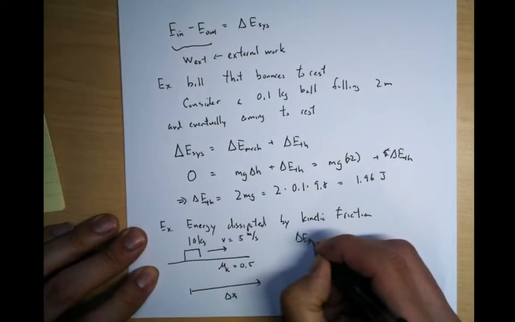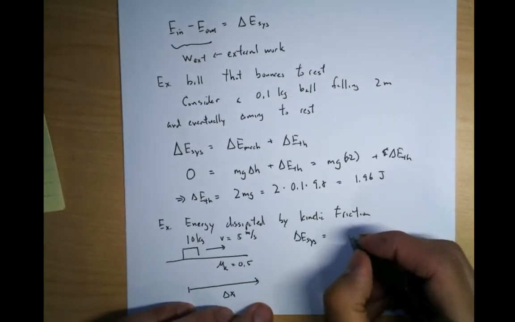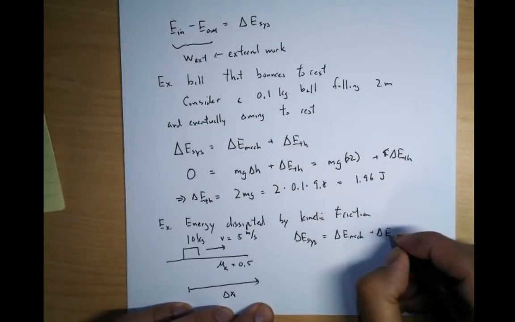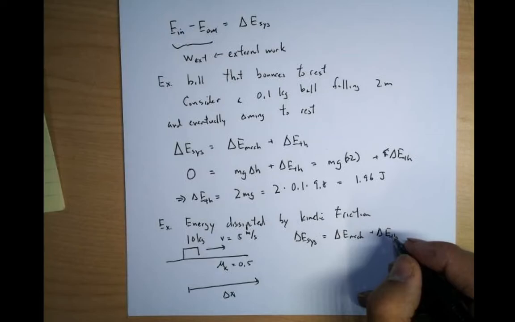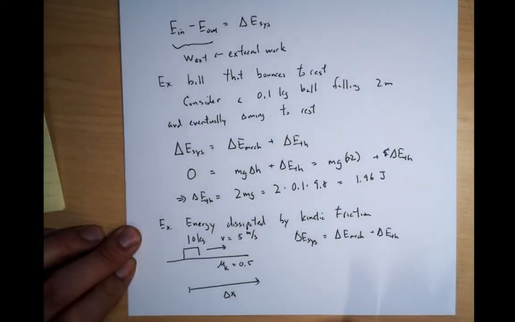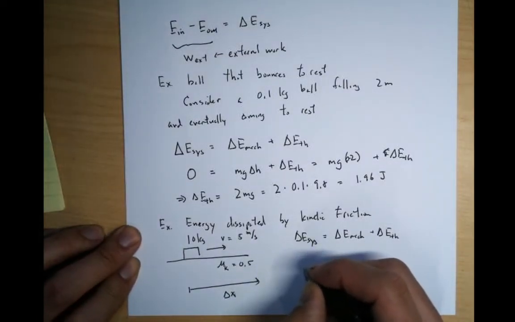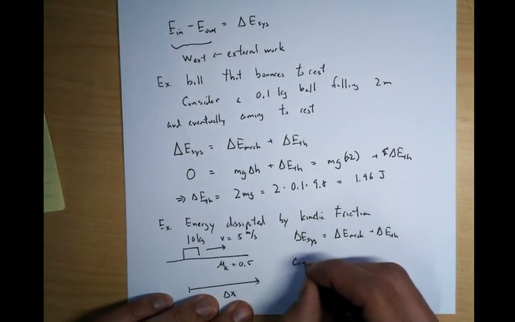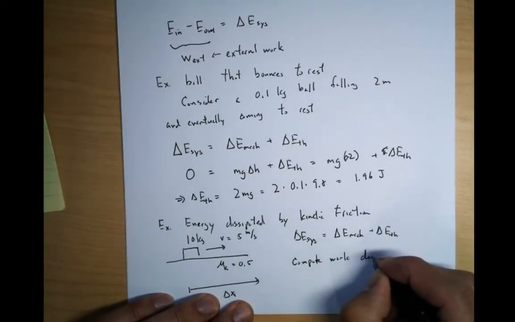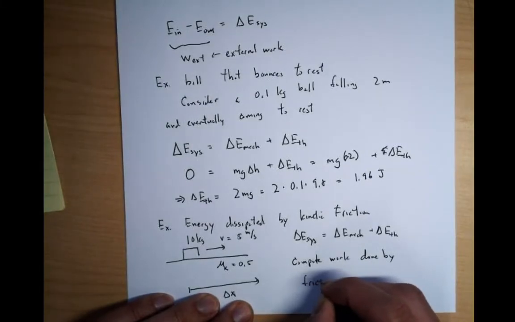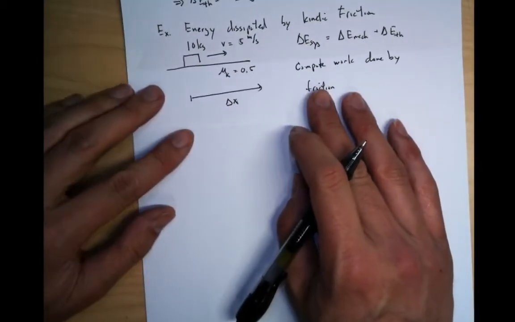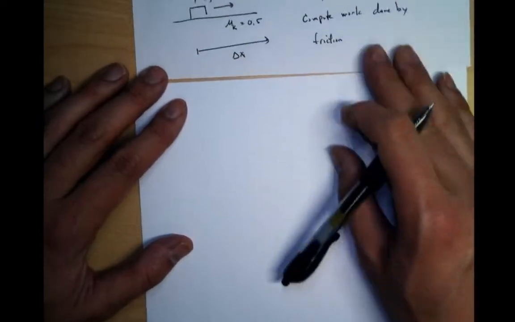Okay, so the change in the energy of the system is equal to the change in the mechanical energy plus the change in the thermal energy. Okay, so we can basically try to compute what the work done by friction would be. All right, so let's first compute the work done by friction.